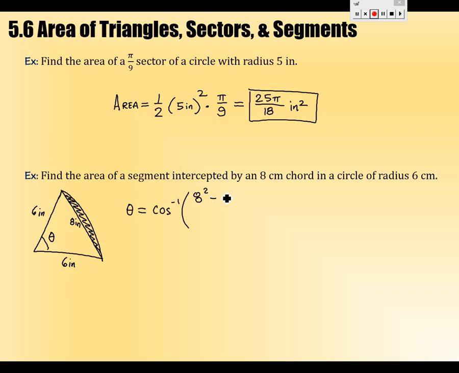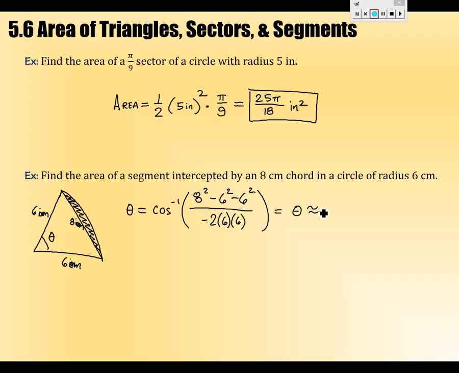Yeah. Okay. You know, whatever. Centimeters is what I meant. So we will need a calculator to help us here.